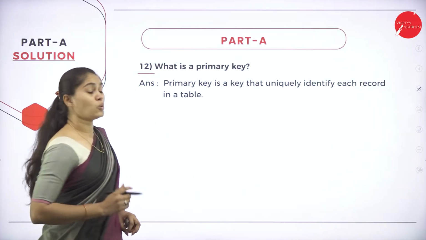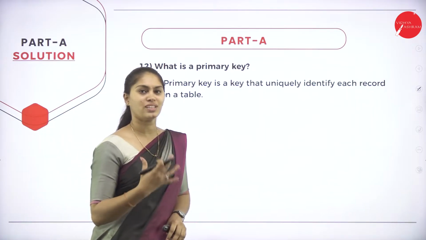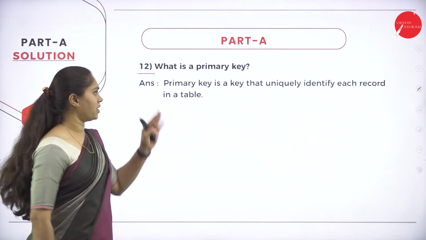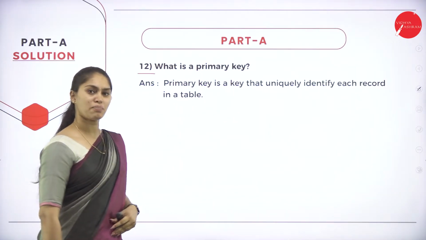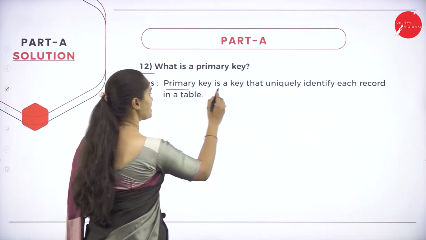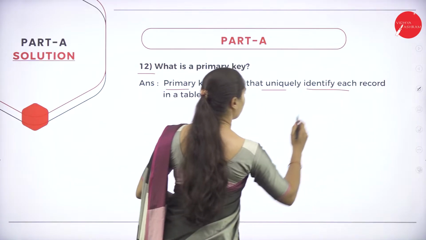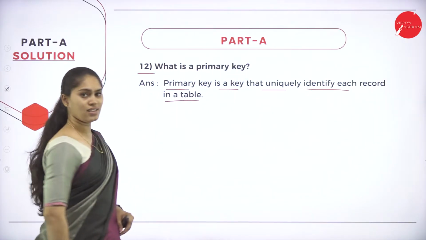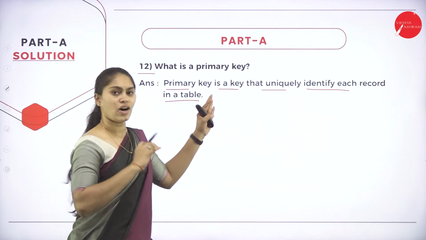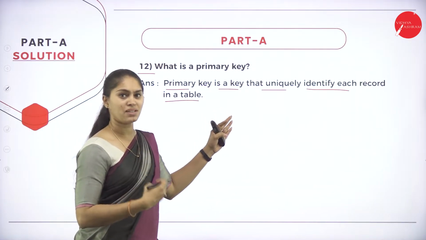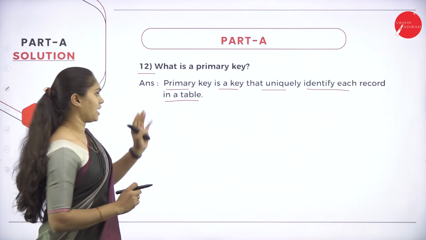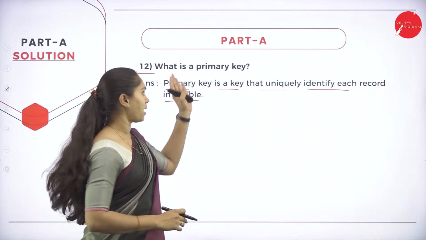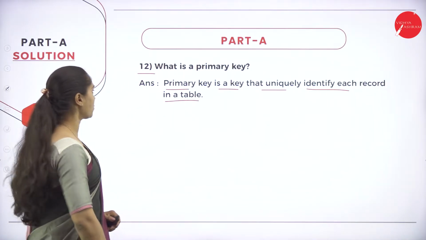Question number 12. What is primary key? We know that we have several kinds of keys, that is primary key, foreign key, candidate key. But here, what is primary key? A primary key is a key that uniquely identifies each record in a table. So the key or value which helps us to uniquely identify each record in a table is termed as the primary key. We'll see the next question.